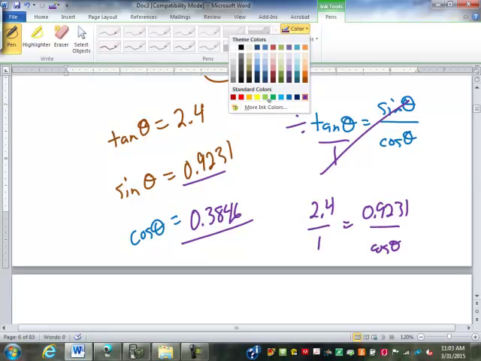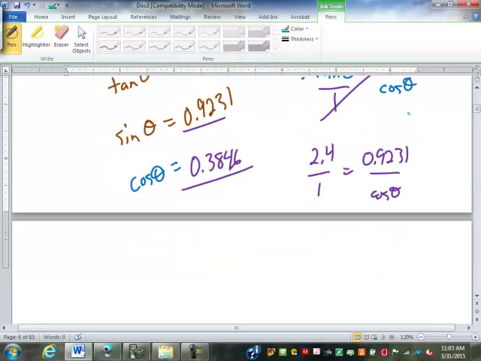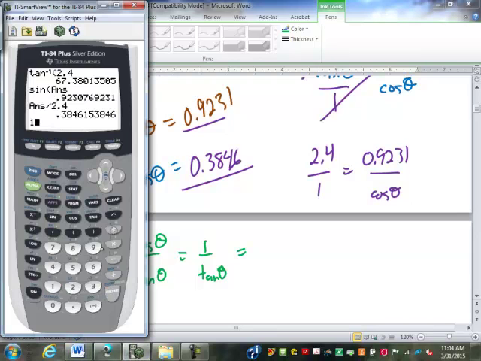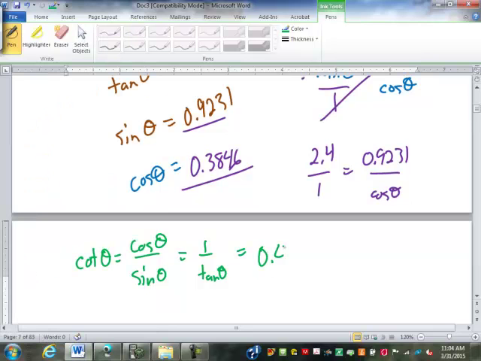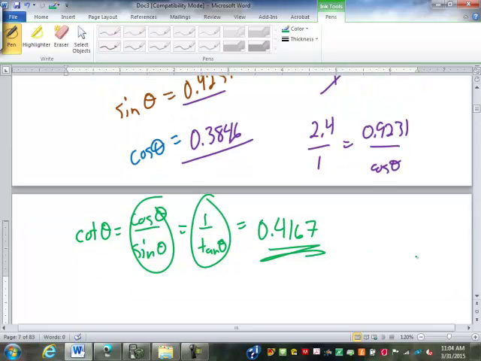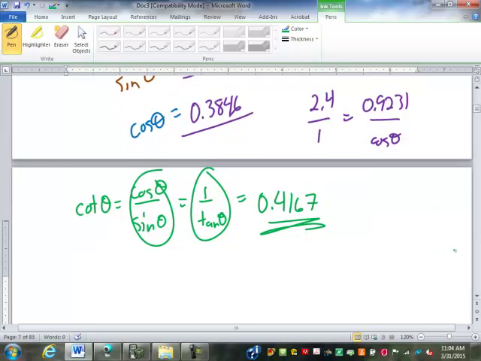Of course, now that we have all those, the other three trig functions fall into place. Cotangent is cosine over sine, or since we know the tangent, just 1 over the tangent. In this case, it's probably more accurate to do 1 over the tangent. So 1 divided by 2.4 is 0.4167. Does that one make sense so far? So you do either one of those, cosine divided by sine or 1 divided by tangent. You look confused, Andrew.